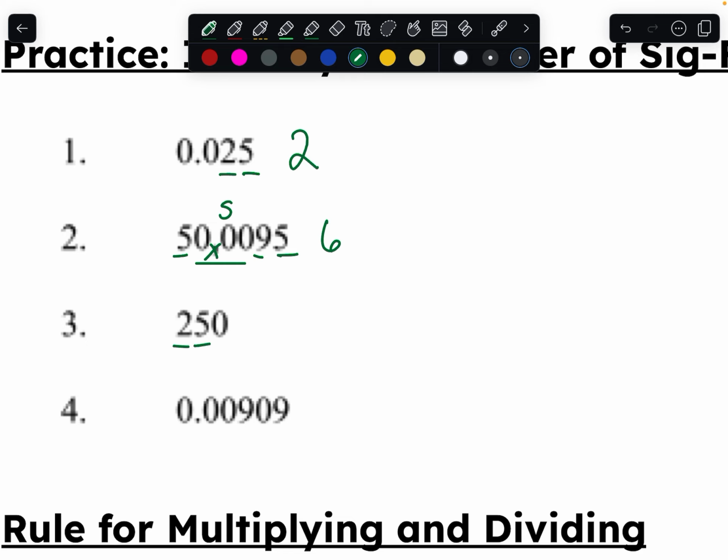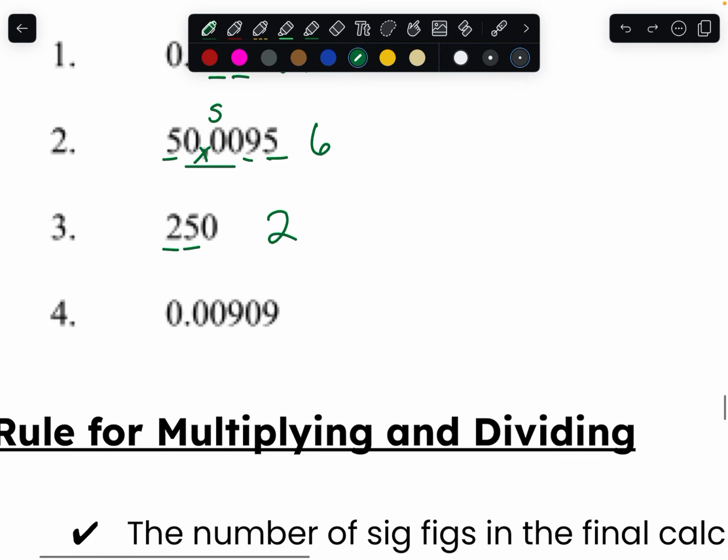250, 2 sig figs with a 2 and the 5. This 0 here is not to the right of a decimal. Even though it is to the right of a sig fig, there's no decimal there. So that would just give us 2. If I wanted to make this an exact mic drop quantity, I could put a decimal there, and that would be 3 then.